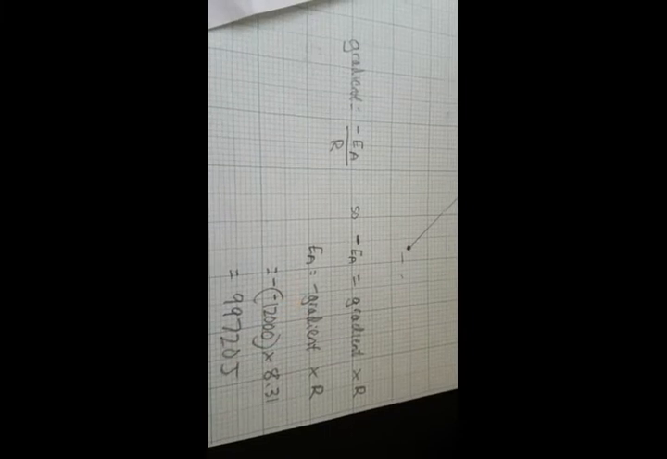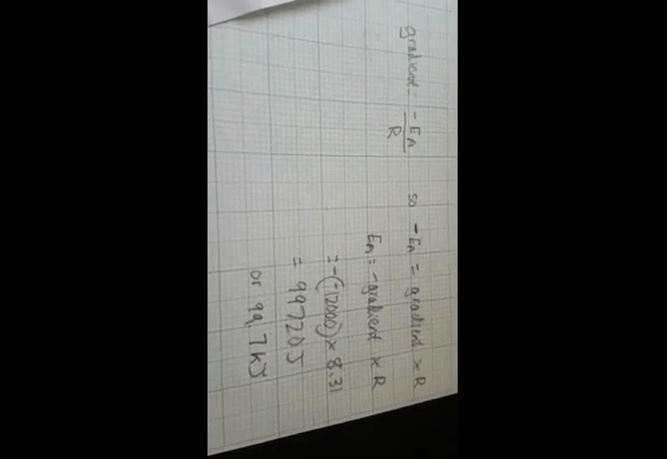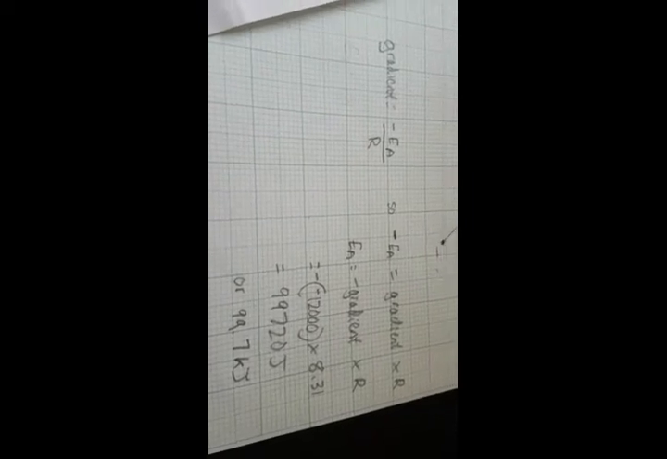99,720 joules, that is the value for the activation energy. If you're asked for it in kilojoules, 99.7. Okay, that's the activation energy done. One last thing, how to calculate the value of A.